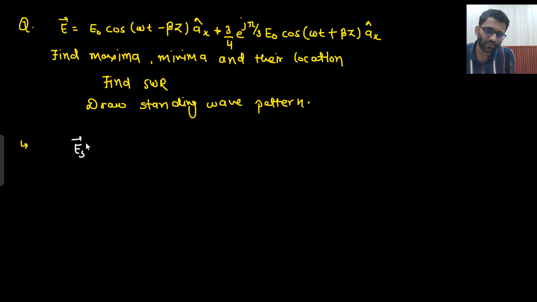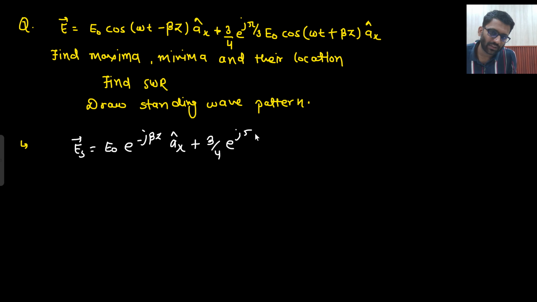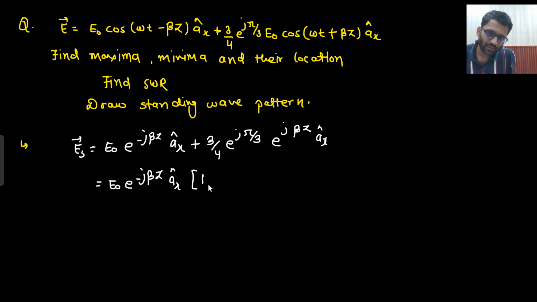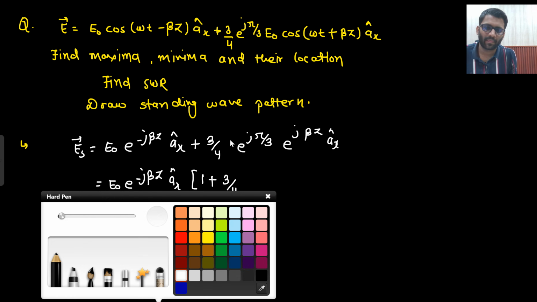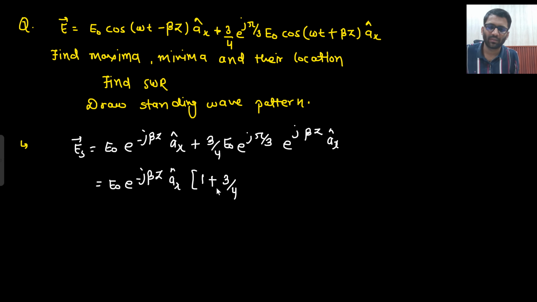What I'm gonna do? Phasors. E naught e to the power minus j beta z ex cap plus 3 by 4 e to the power j pi by 3 e to the power j beta z ex cap. So e naught e to the power minus j beta z ex cap, 1 plus 3 by 4 e to the power j 2 beta z plus pi by 3. This is your e naught here.